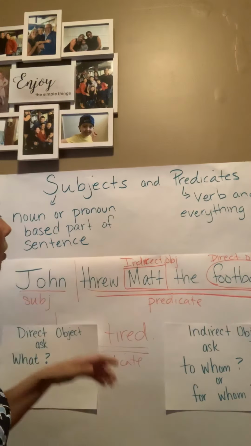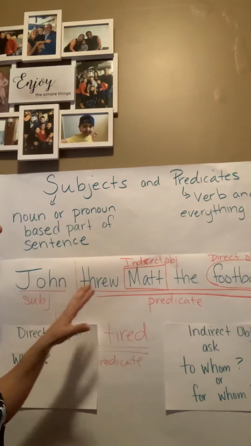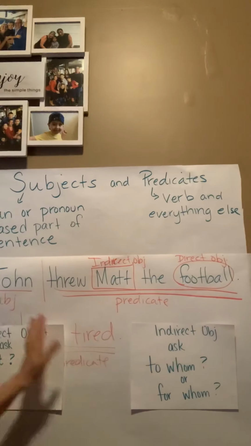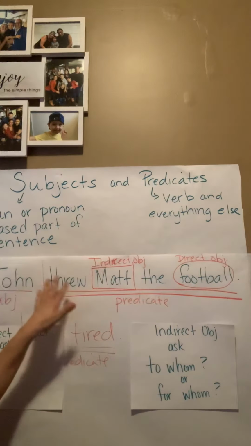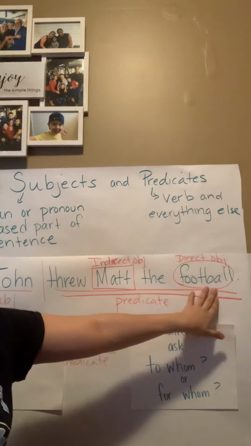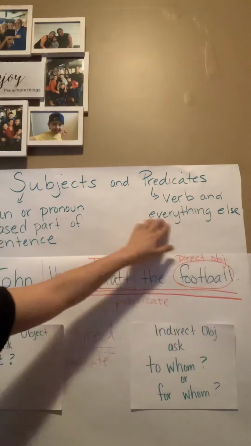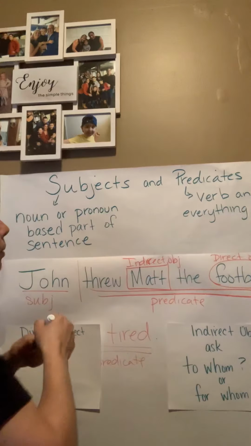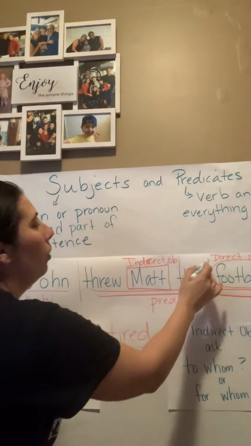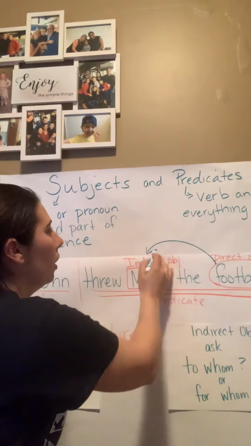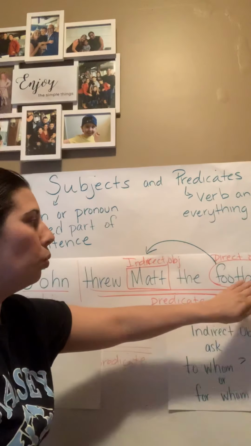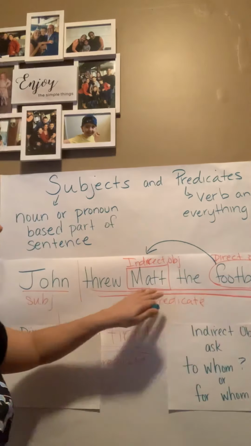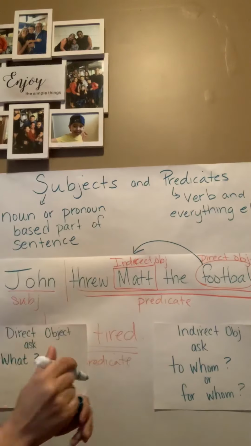Okay, so when you ask yourself for the direct object, you're asking what? What did John throw? John threw the football. Who did he throw the football to? He threw it to Matt. So Matt becomes your indirect object. He threw the football to Matt. So your direct object is what was thrown. Your indirect object is to whom.